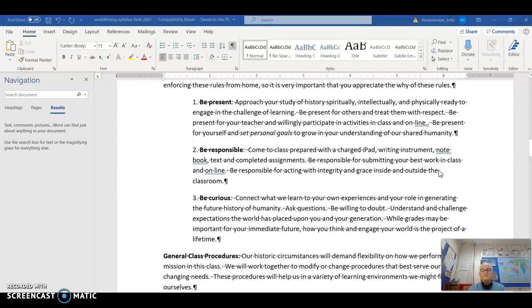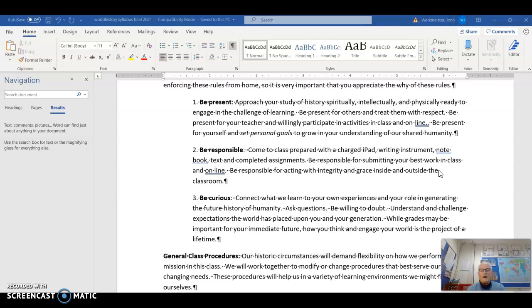Three rules, very simple. Now, the first one has a new meaning this year because it says to be present. Being present means in the classroom, but it could also mean being present at home with your studies, engaging the material. When you approach history, you have to be spiritually, intellectually, and physically ready to engage in the challenge of history.